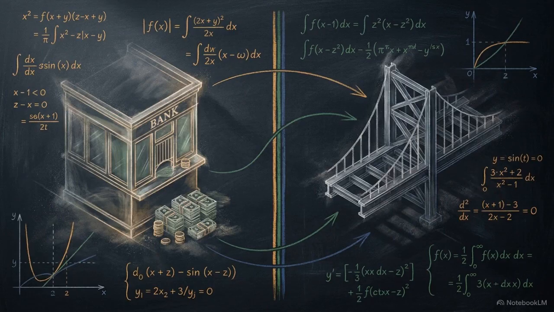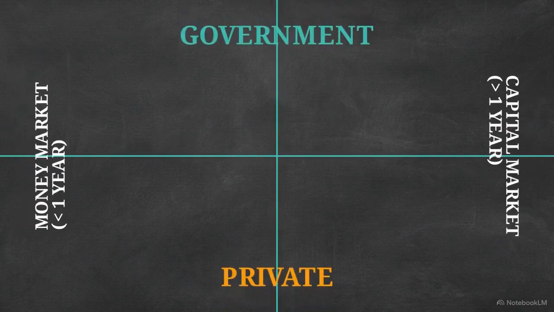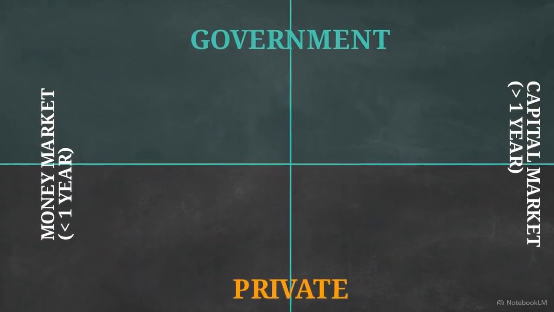To build an economy, that money has to move from those who save to those who build. It moves via a security, a tradable financial asset that represents a legal claim on future cash flows. This matrix maps the landscape of these instruments. The top half belongs to government securities, carrying sovereign backing.